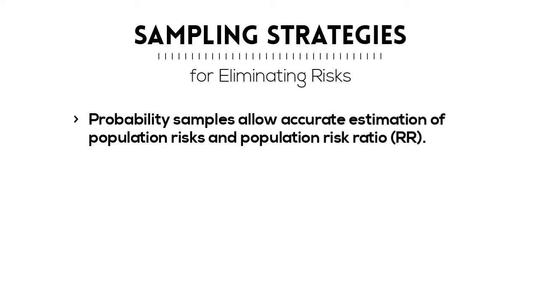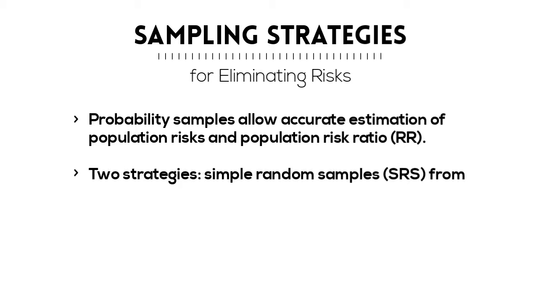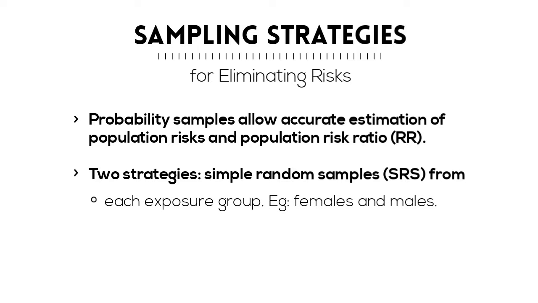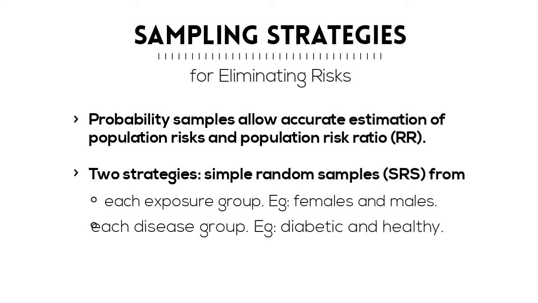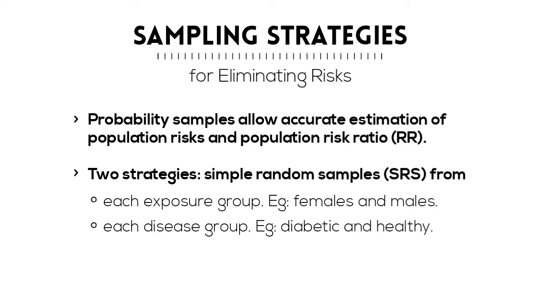For accurate estimation of the risk of exposure groups, probability samples are practical due to the considerable savings in resources. We will consider two sampling strategies. The first takes SRS separately from the exposure groups. The second takes SRS separately from disease groups. We'll look at the pros and cons of the two strategies.